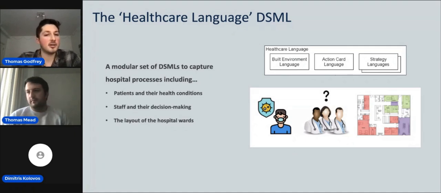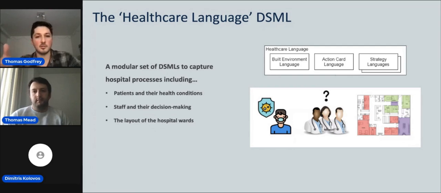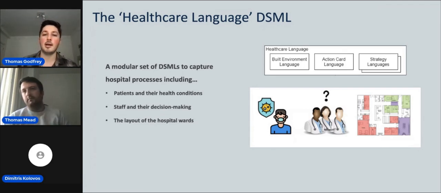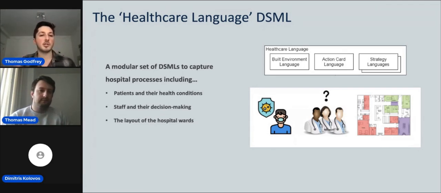We also have the action card language, which is used for defining care pathways for patients. So what are the different actions that have to happen during the patient's treatment, from them arriving at the hospital to either being admitted somewhere or being discharged. And then finally, we have a set of small strategy languages that are used for more auxiliary processes. Things like staff decision-making about what patient they want to see next, what action they'll do next if there are multiple options, and smaller things like that. So in this next part, I'll just cover basically the most developed of these languages, the action card language.